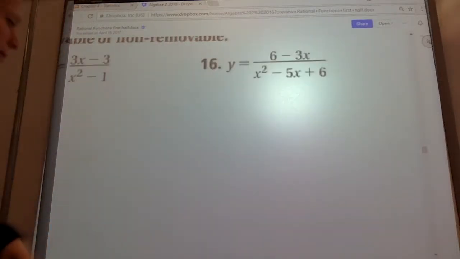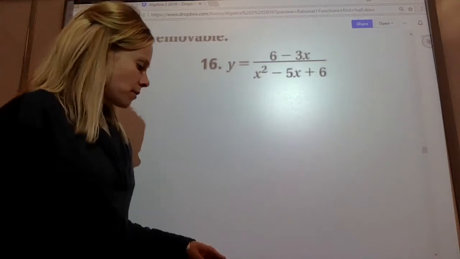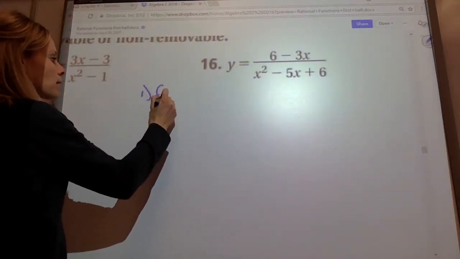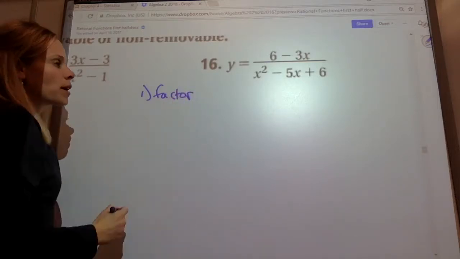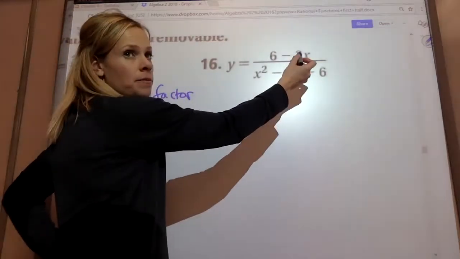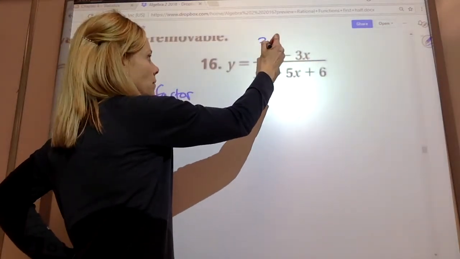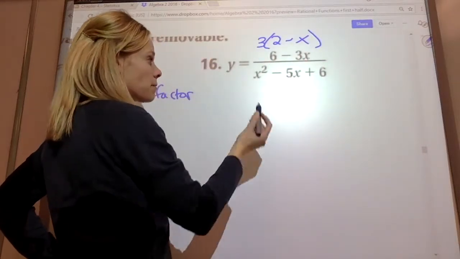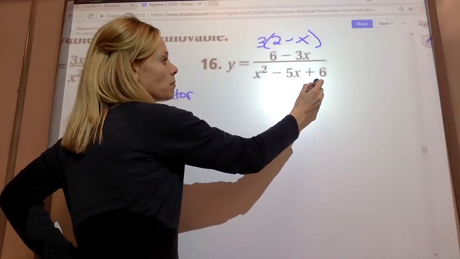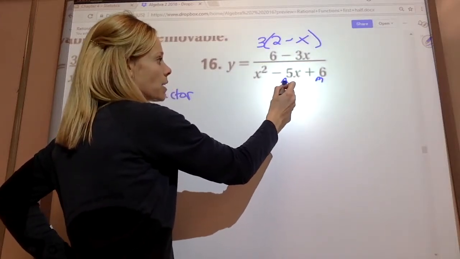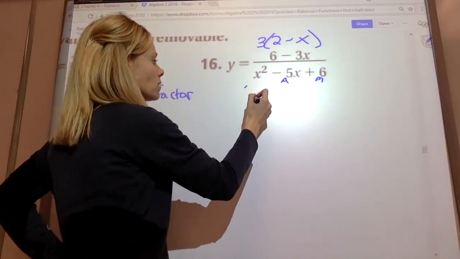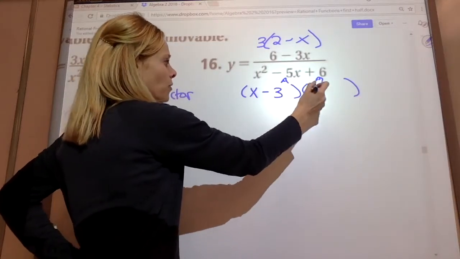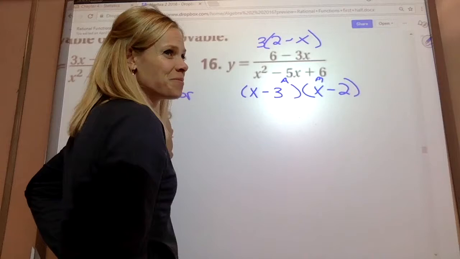So last example here. Again, my first step is to do what? Factor. What can I do to the top to factor? Take out a 3. What can I do to the bottom to factor? What do I multiply equals 6 but add equals negative 5? Negative 3 and negative 2. Good.